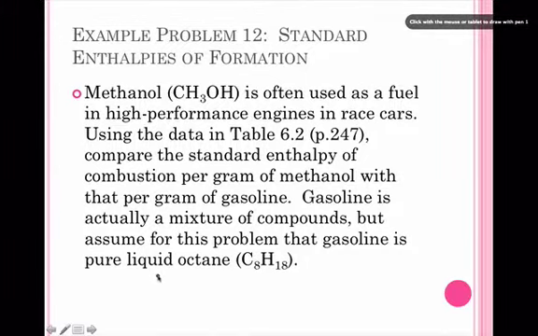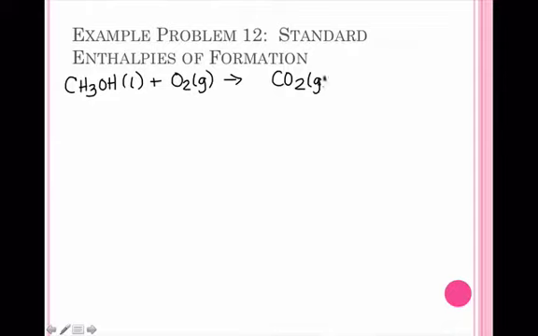C8H18. So the first thing I'm going to end up having to do is write reactions for both of these. So I'm going to focus on the methanol first because that was given. First, I need to write the formula for the combustion of methanol. So methanol is CH3OH, and it's combusting, and we have a liquid with oxygen, and it's producing CO2 gas and water. So if I balance all of that out, this ends up with a 2, 3, 2, and 4.